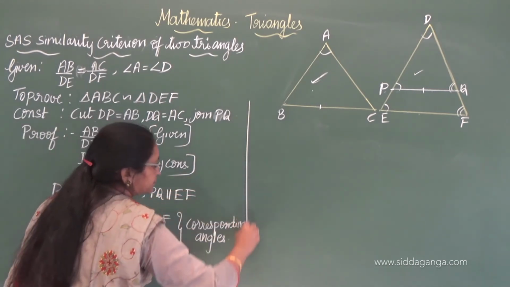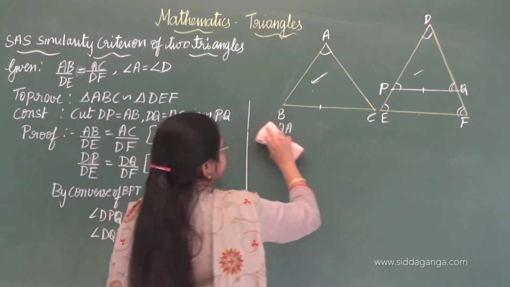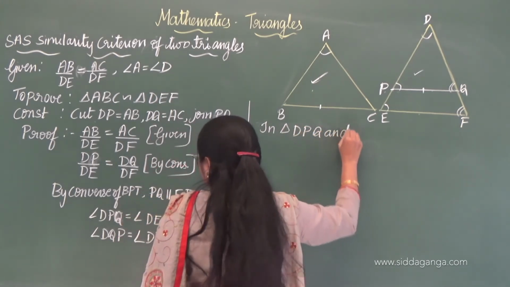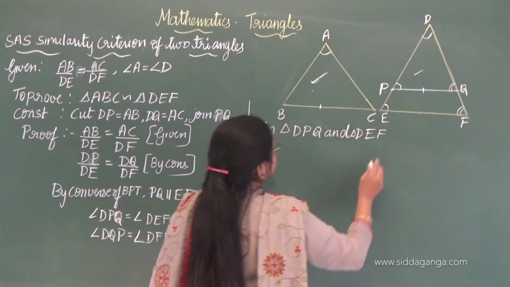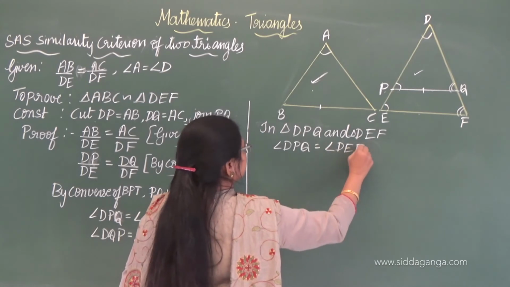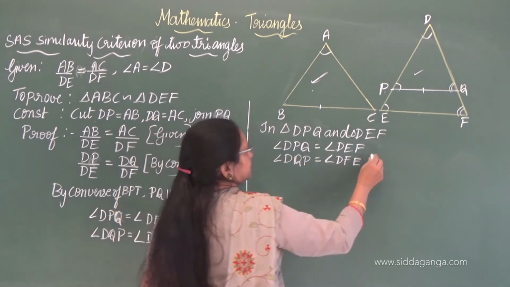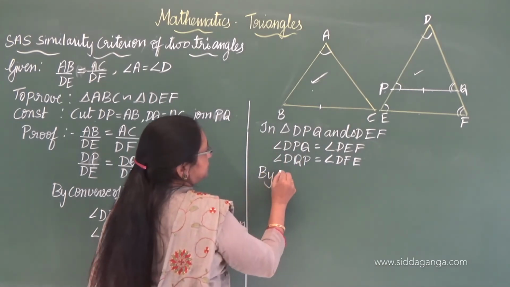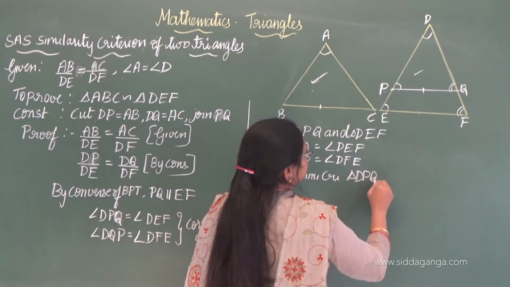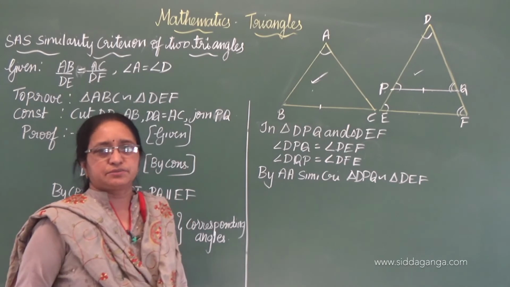Now, by AA criteria, so as usual, we shall write again. In triangle DPQ and triangle DEF, angle DPQ is equal to angle DEF and angle DQP is equal to angle DFE. Okay. By AA similarity criteria, triangle DPQ is similar to triangle DEF. Okay. Now these two triangles are similar.